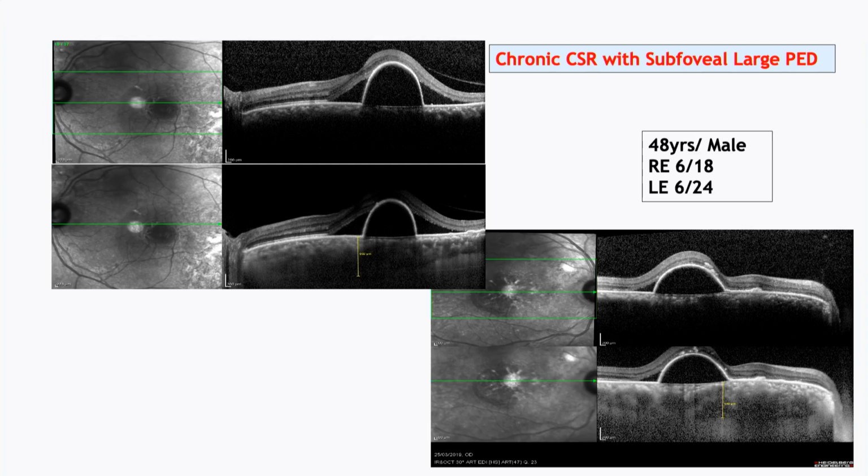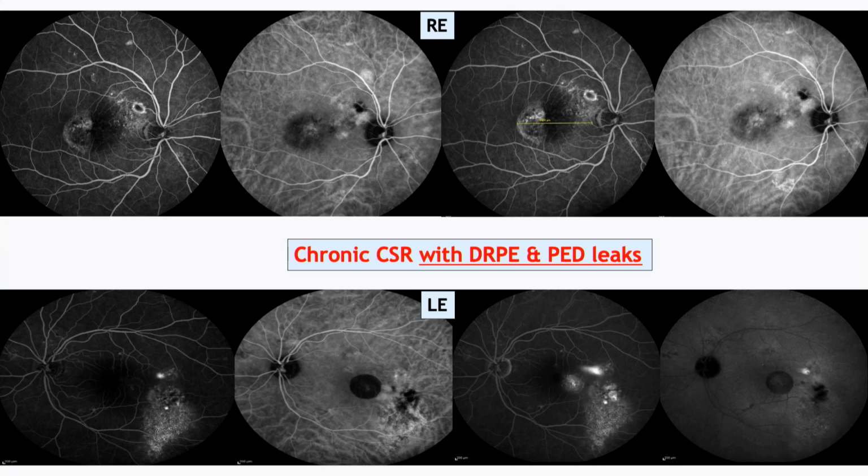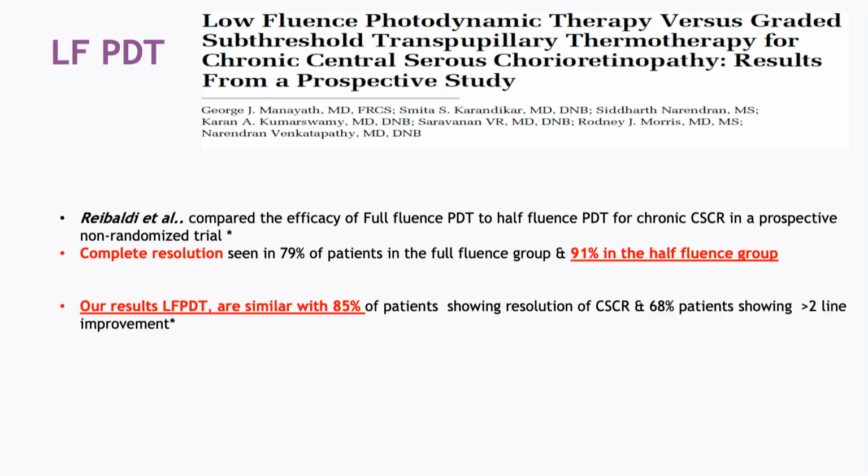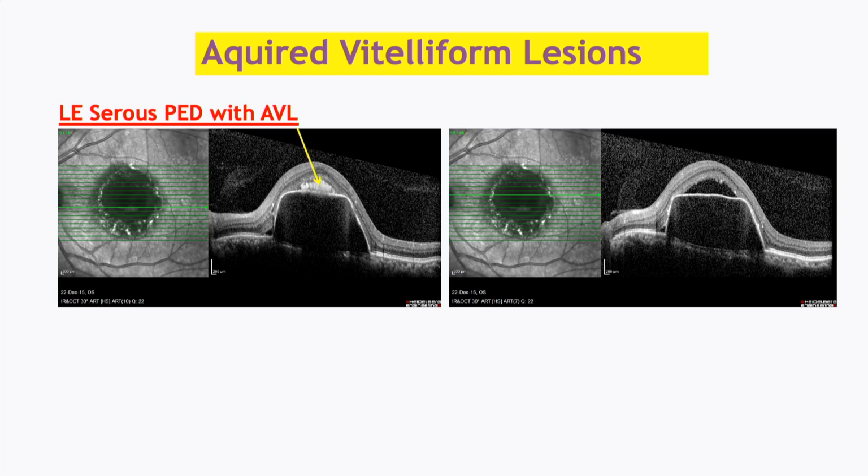These are cases where you have subfoveal PEDs on OCT, and subretinal fluid as well, showing choroidal vascular hyperpermeability and diffuse leak on fluorescein angiography. The only effective treatment for this serous PED to disappear is PDT, which causes the disappearance of the PED as well as the subretinal fluid. There is around 90% success in our Indian eyes, comparable to the Western literature.